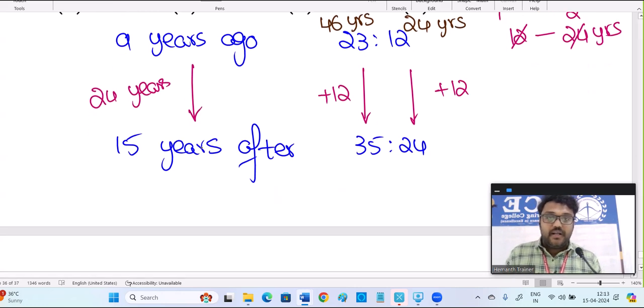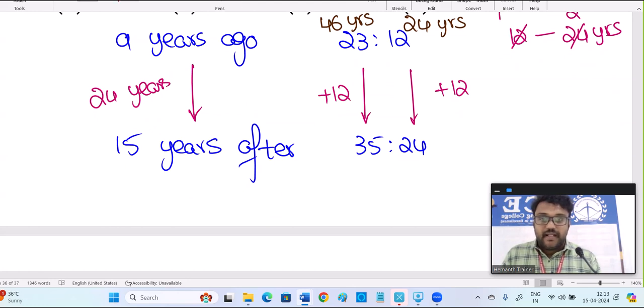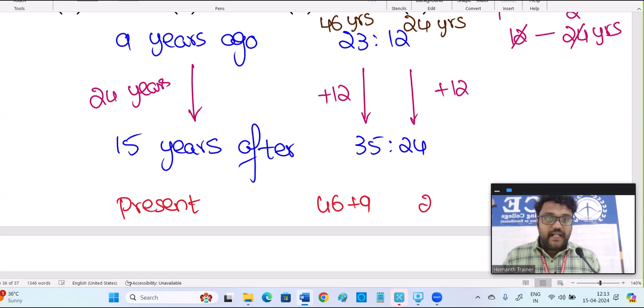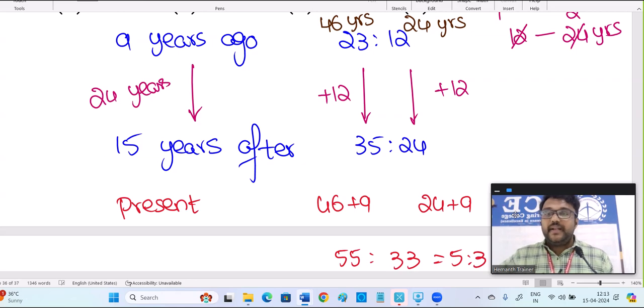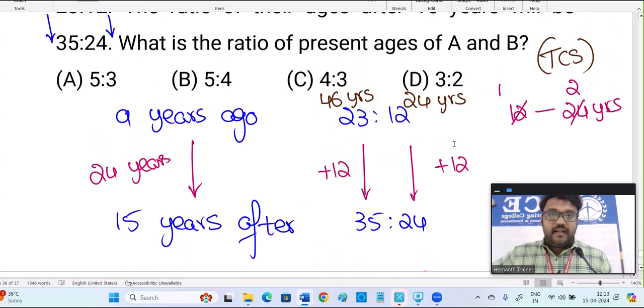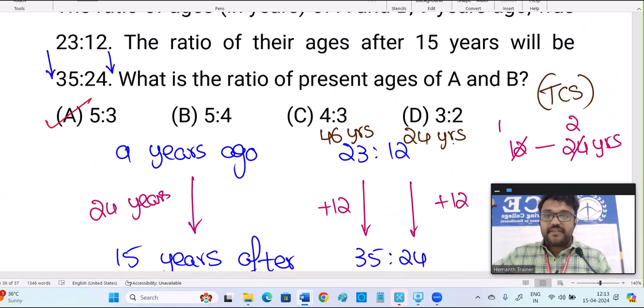Nine years ago, the ages were 46 and 24. What is the present? You have to calculate. Present will be 46 plus 9, which is 55, and 24 plus 9, which is 33. 55 and 33 is nothing but a 5:3 ratio. This question was given in TCS recruitment; the answer is option A, 5:3.